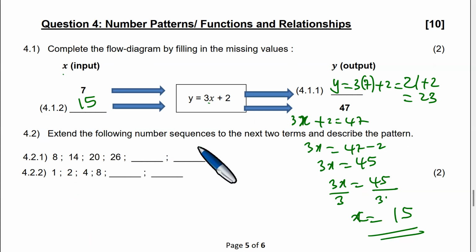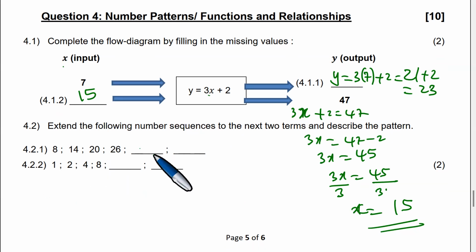Extend the following number sequences to the next two terms and describe the pattern. Okay, let's extend the following number sequences to the next two terms. 8, 14, 20, 26, then what? 32 and 38. 32 and 38, well done.